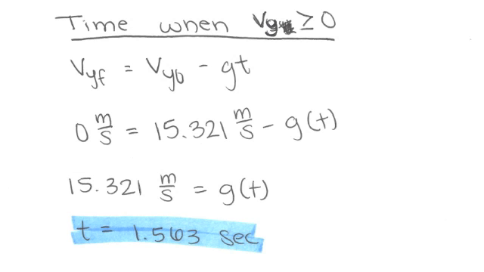So we're able to plug those in, and we get 0 meters per second is equal to 15.321 meters per second minus g times t. When we manipulate that and set g times t equal to 15.321 and divide 15.321 by g, we're able to get t. Once we do this, we find that t is equal to 1.563 seconds.